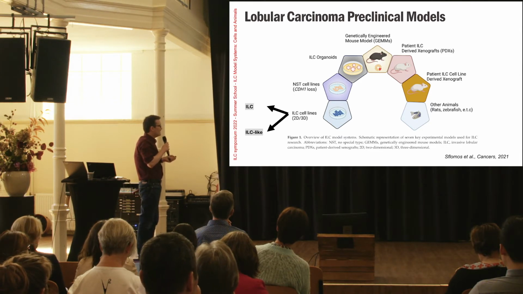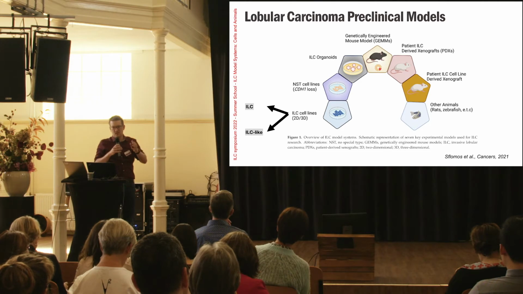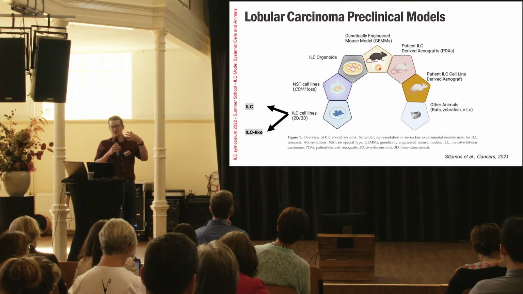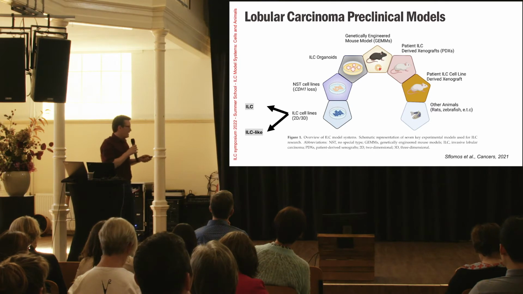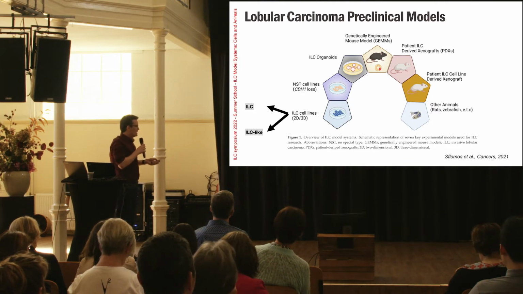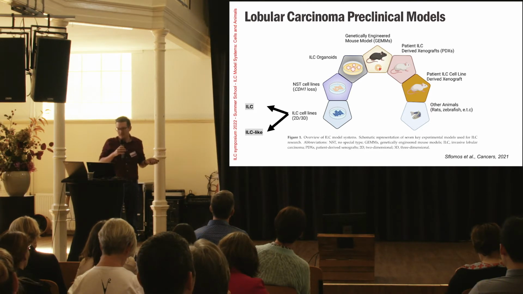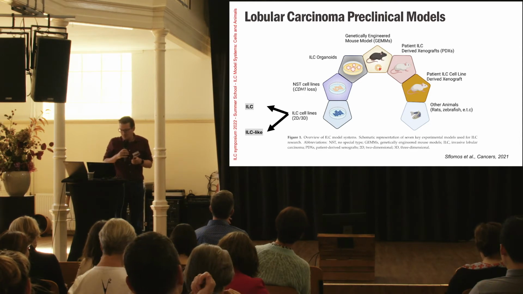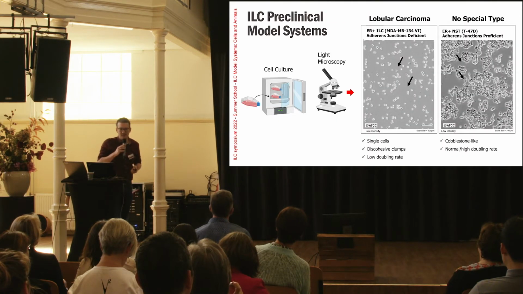We have also the genetically engineered mouse models. Lastly, we will discuss the PDX, the patient-derived xenografts, and the cell lines that we use to develop xenografts. Also, we have other animal models that are under development for lobular carcinoma. There is nothing really published about rats or zebrafish. So, to start with, and I don't know, Adrian, if you want to continue with the cell lines?